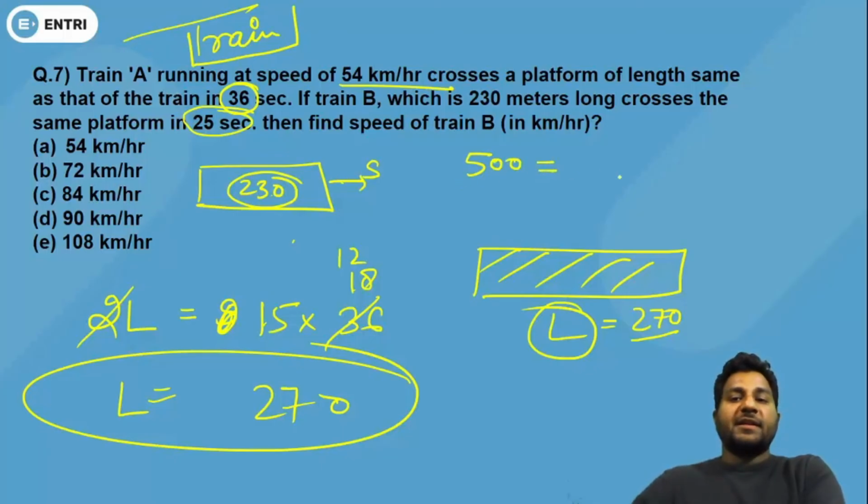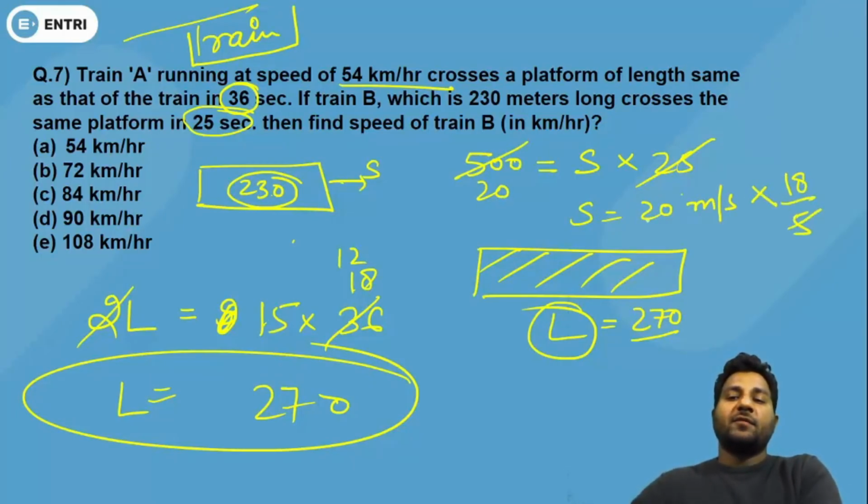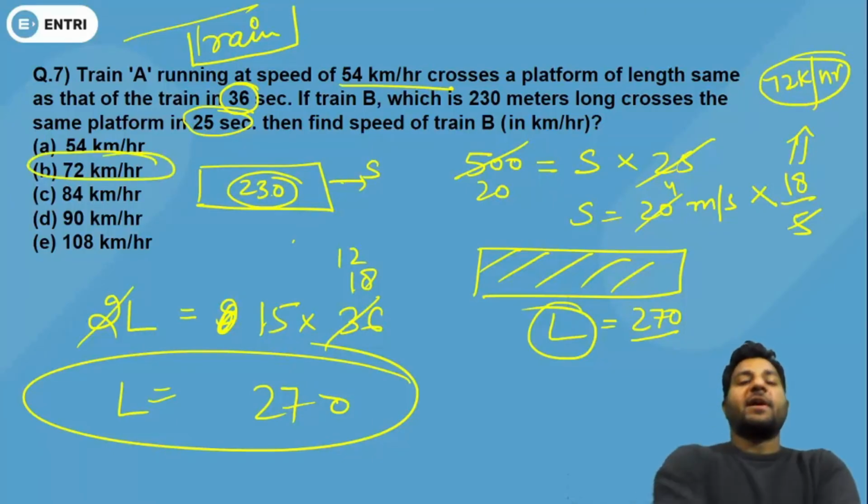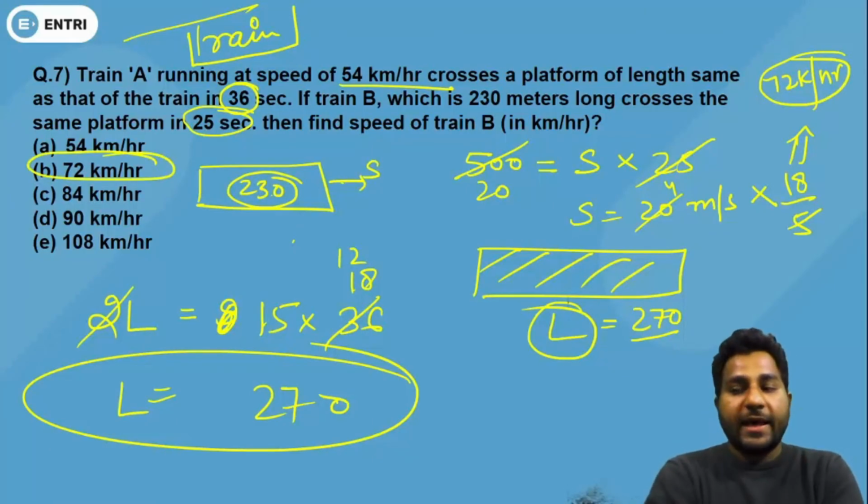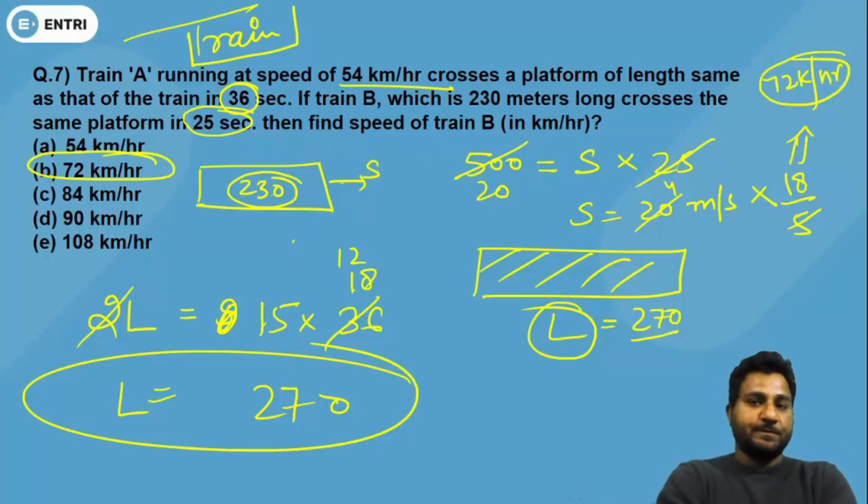Distance is equal to speed, which we don't know, into time. How much time? 25. Look at this. So speed has arrived as 20 meter per second. Let's convert it into kilometer per hour, and it will become 72 kilometer per hour. So we have figured out option B as the correct answer.